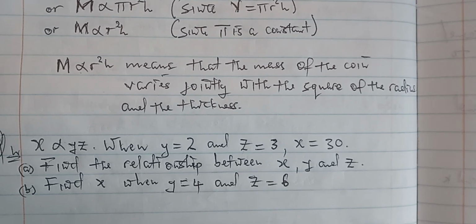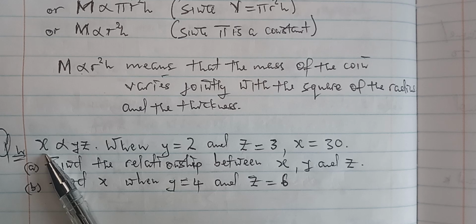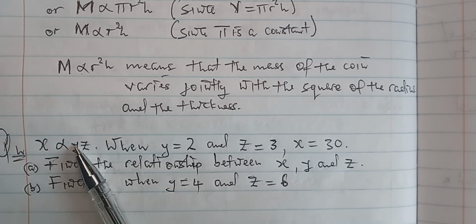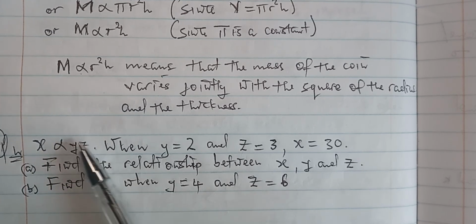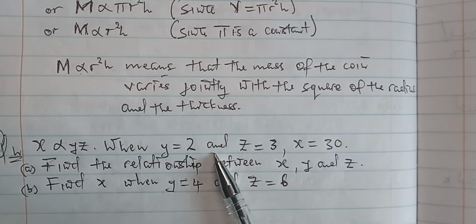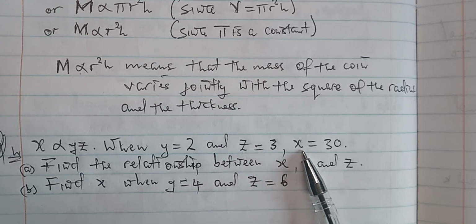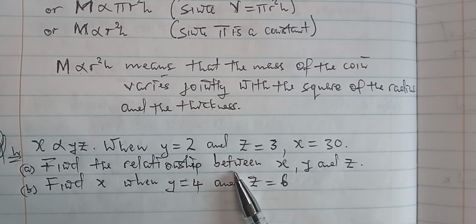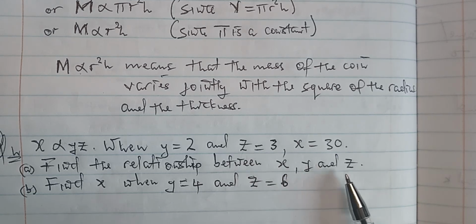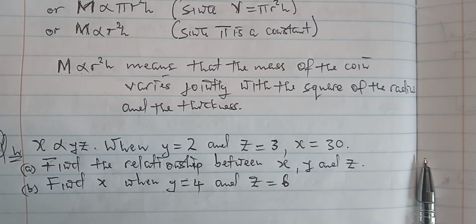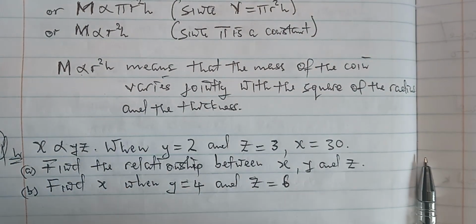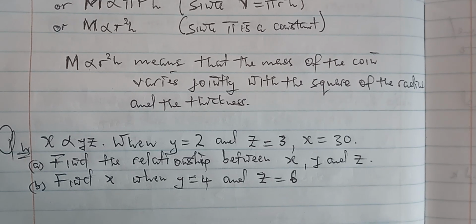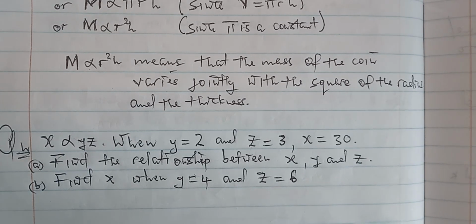The question we've got here is saying x varies jointly with y and z. When y is equal to 2, z is equal to 3, x is equal to 30. Find the relationship between x, y, and z. Just like what we've been doing in all other variations, the first thing that we have to do is find a constant that will be giving us the relationship between the variables we have.